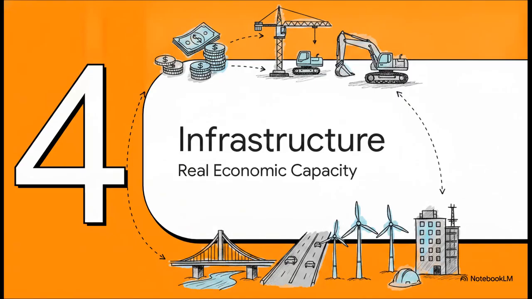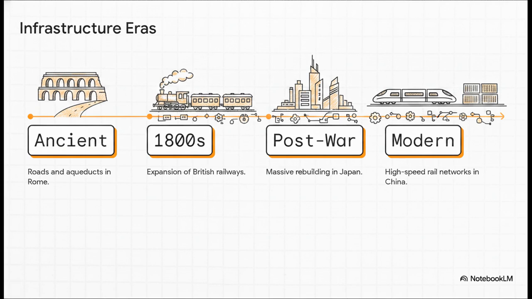Let's head into Section 4, Infrastructure and Real Economic Capacity. Infrastructure is exactly where a government wants to spend that borrowed money, because it's how fiscal policy translates into real, tangible economic capacity. Massive, coordinated infrastructure drives physically expand an economy's ability to produce and trade.